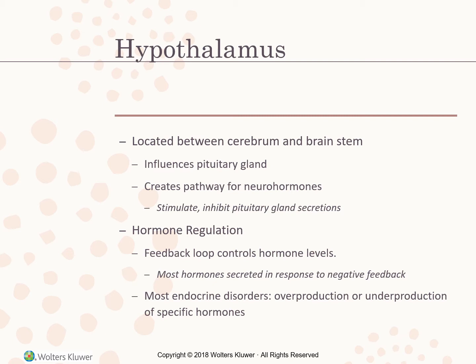So when we're talking about the hypothalamus, we also need to keep in mind hormone regulation. A feedback loop controls hormone levels. Now, a feedback loop is a mechanism that turns hormone production off and on to keep concentrations of hormones within a stable range at all times. Feedback can be either negative or positive. Most hormones are secreted in response to negative feedback, where a decrease in levels stimulates the releasing gland. In positive feedback, the opposite will actually occur. Most endocrine disorders result from an overproduction or an underproduction of specific hormones.